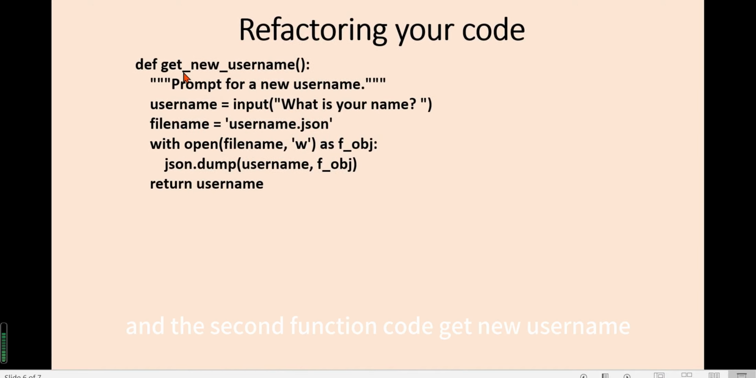And the second function is called get_new_username. Its job is to prompt the user to input his name. So the user sees the prompt and inputs the name, then the user's input username will be saved in the username.json. So with a with block, we open this file and use the json.dump function to write the username's information to this file object. And this function returns username.